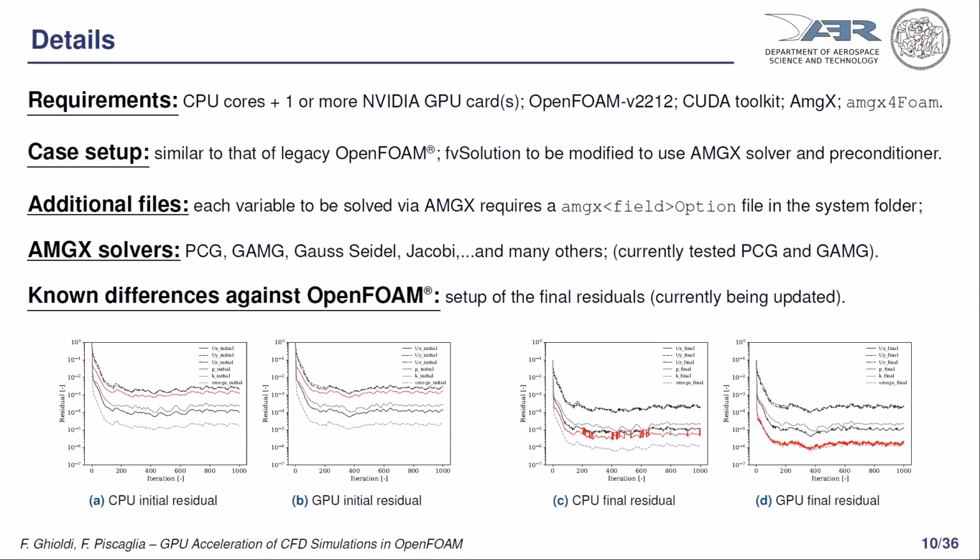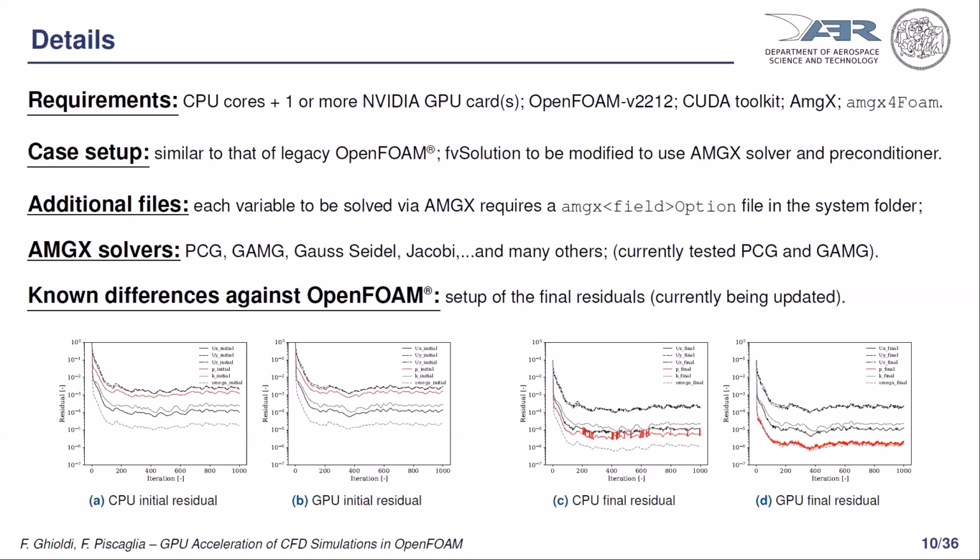The setup of the case is similar to the setups that you have seen for PETSc, the setups that you have seen for Ginkgo. So it's pretty much similar. You just need to add one other file at the current state, which is in the system folder, a file which contains the options for AMGX. It's something that we're planning to reduce, and remove, so that it makes it even simpler for the end users to use AMGX out of the box. And the AMGX solvers, I mean, you have plenty of available options inside of AMGX, so you can pretty much replace the options that you have nowadays in OpenFOAM.